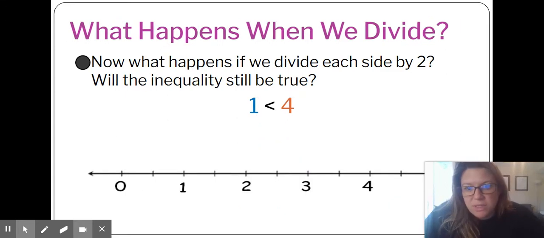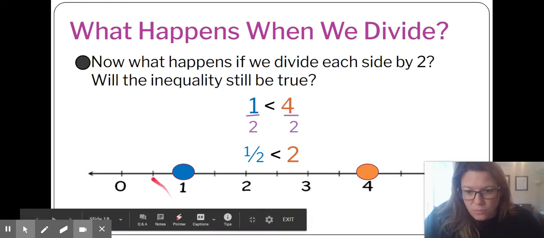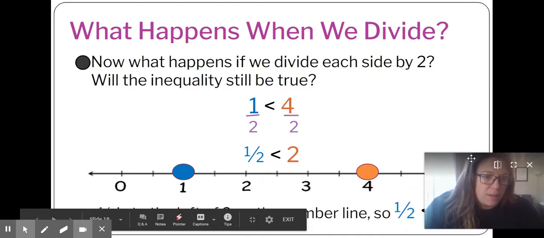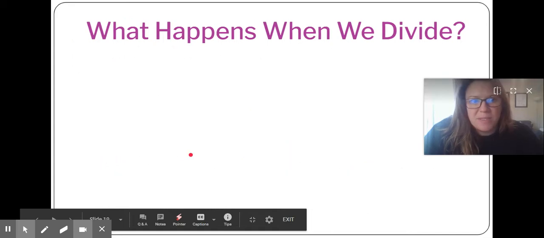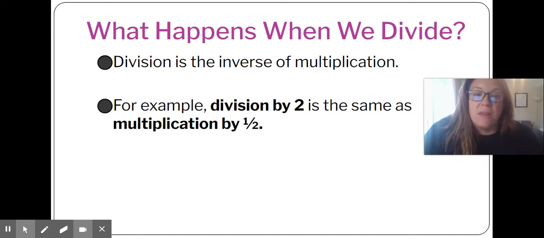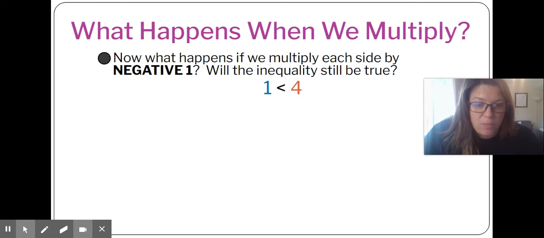All right, what happens when we divide? So if I divide both sides by 2, 1 divided by 2 is 1/2, and 4 divided by 2 is 2. And is 1/2 less than 2? Sure, 1/2 is right here on the number line. 2 is right here. 1/2 is to the left, so it's true. Division is the inverse of multiplication. So dividing by 2 is the same as multiplying by 1/2, and that's why they're the same, right?